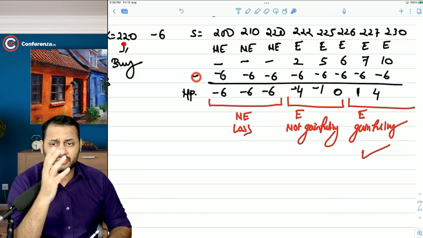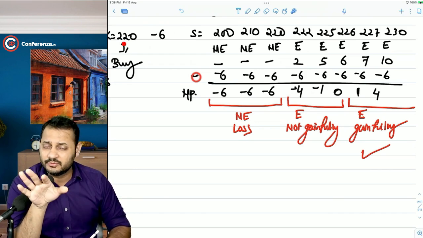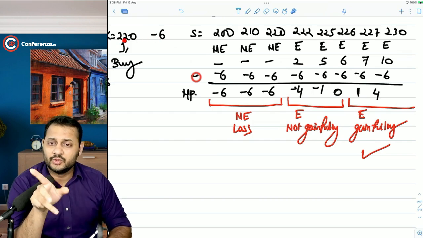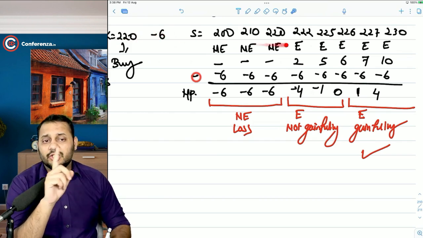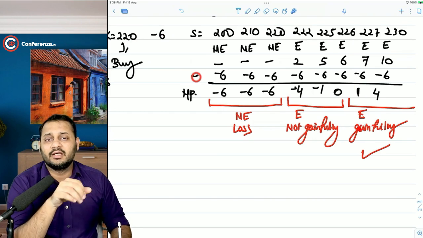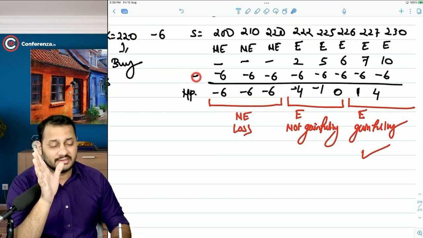The price plus the premium that you paid. You wanted to buy the stock, that means this is a cash outflow in the spot market. This is also an outflow. So 220 plus 6 is 226. So after 226, we can gainfully exercise the option.